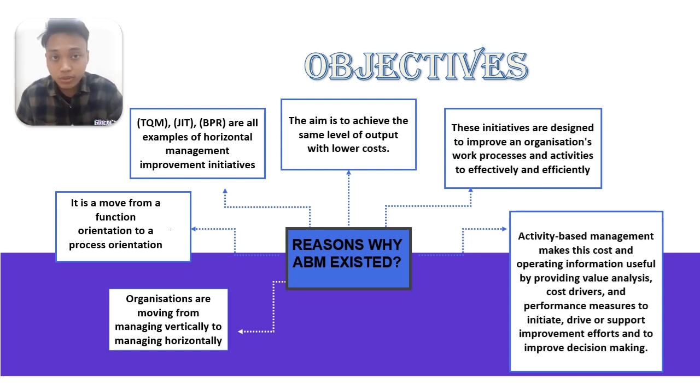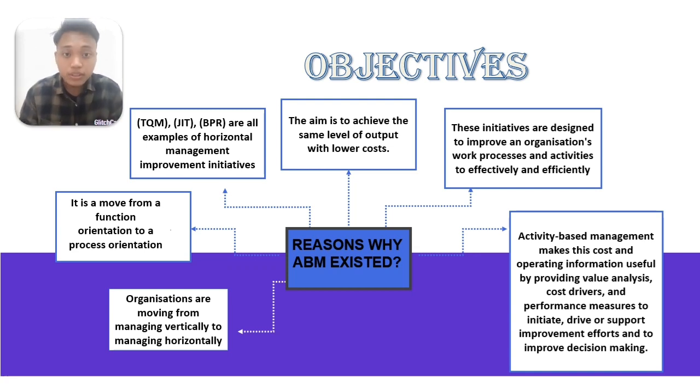Total quality management (TQM), just-in-time (JIT), benchmarking, and business process re-engineering (BPR) are all examples of horizontal management improvement initiatives. These initiatives are designed to improve an organization's work process and activity to effectively and efficiently meet or accept changing customer requirements. Okay, so management information systems to track and provide information about the horizontal aspect of a business have lagged significantly behind the needs of its managers.